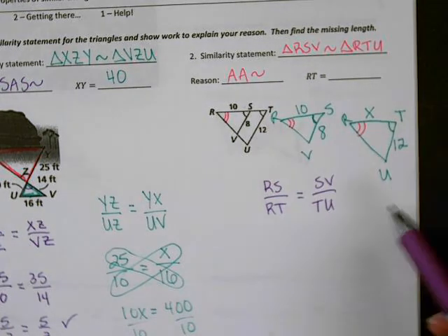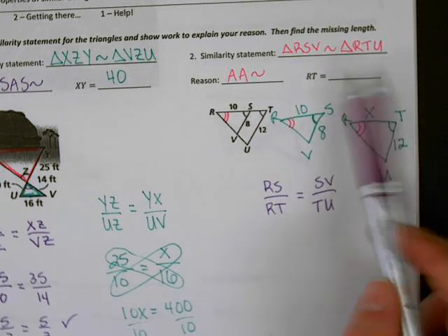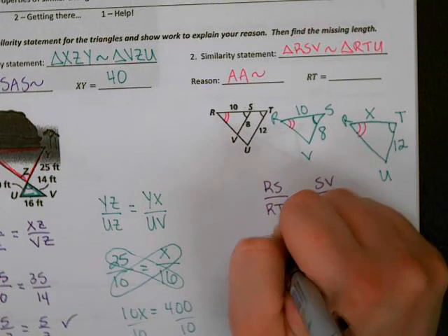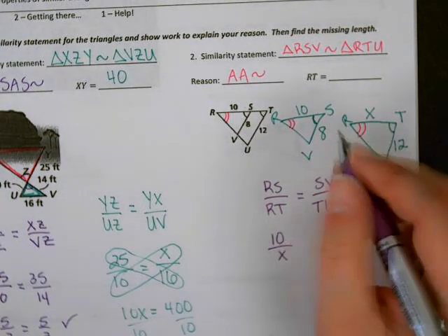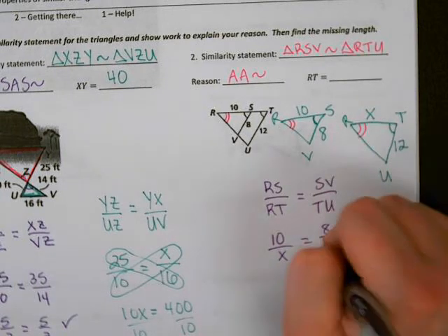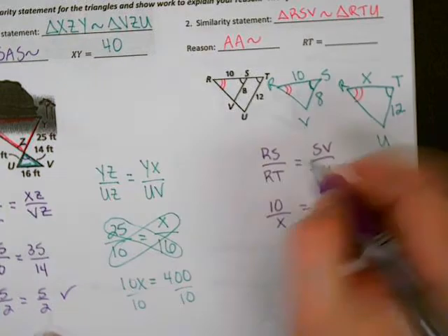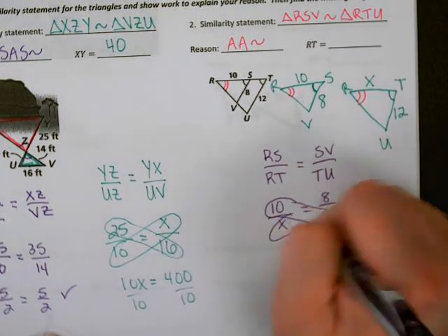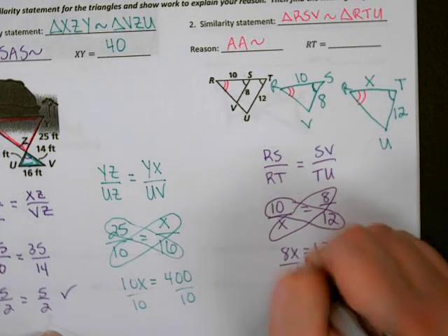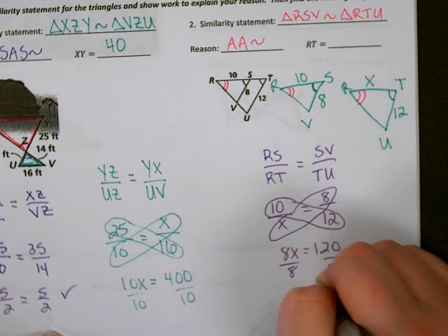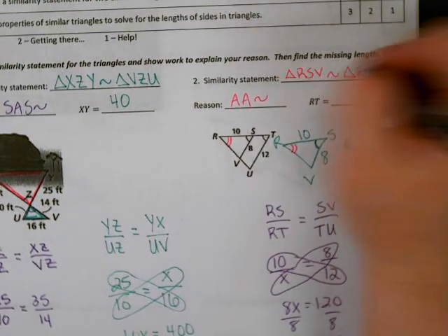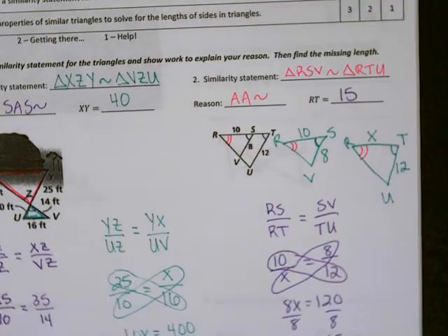And again, you can get your proportions from your triangle if you're comfortable with that, or you can get it from your similarity statement once you've got them in the right order. So RS is 10, RT is X, because that's what we're looking for. SV is 8, and then TU is 12. And again, just cross multiply. You guys should be pros at this now. So we get 8x is equal to 120. Divide both sides by 8, and we get x equals 15. So since that's the whole thing that we were looking for, we can just put the 15.